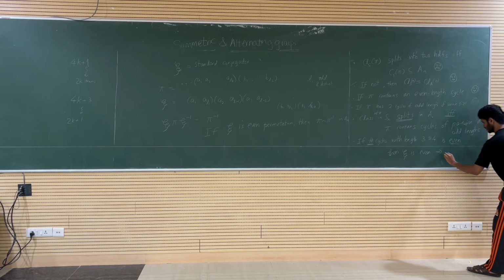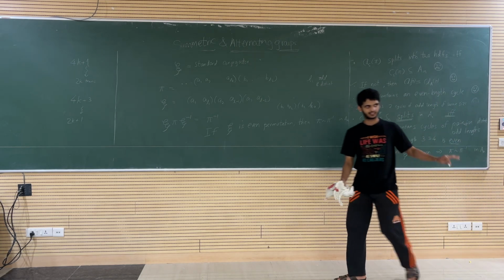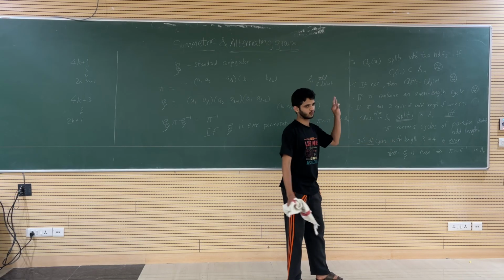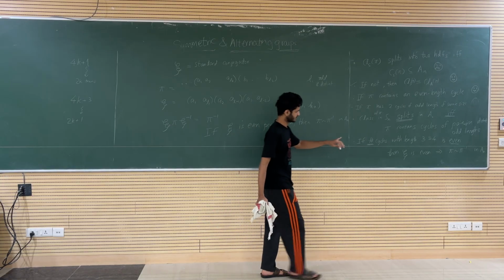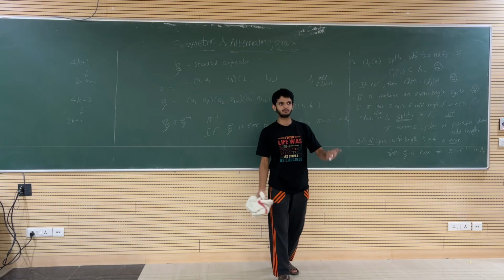If this is the case, then pi and pi inverse are conjugate in An itself. And what is the conjugator? That will be our xi itself. Clear? Once I make a claim, I need to make it if and only if. That's the next statement. So what I need to prove now is if my xi is odd, then pi and pi inverse can't be conjugates in An.